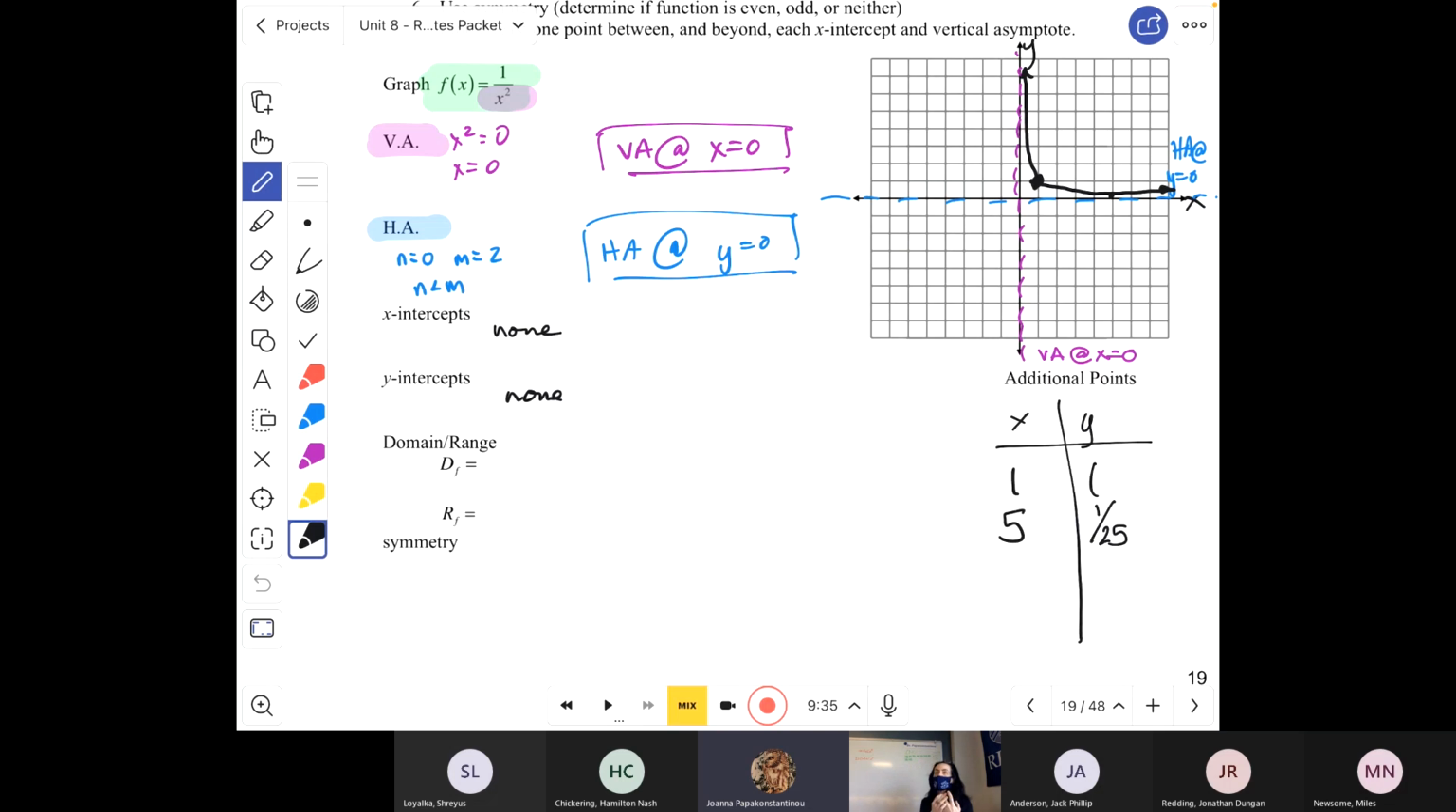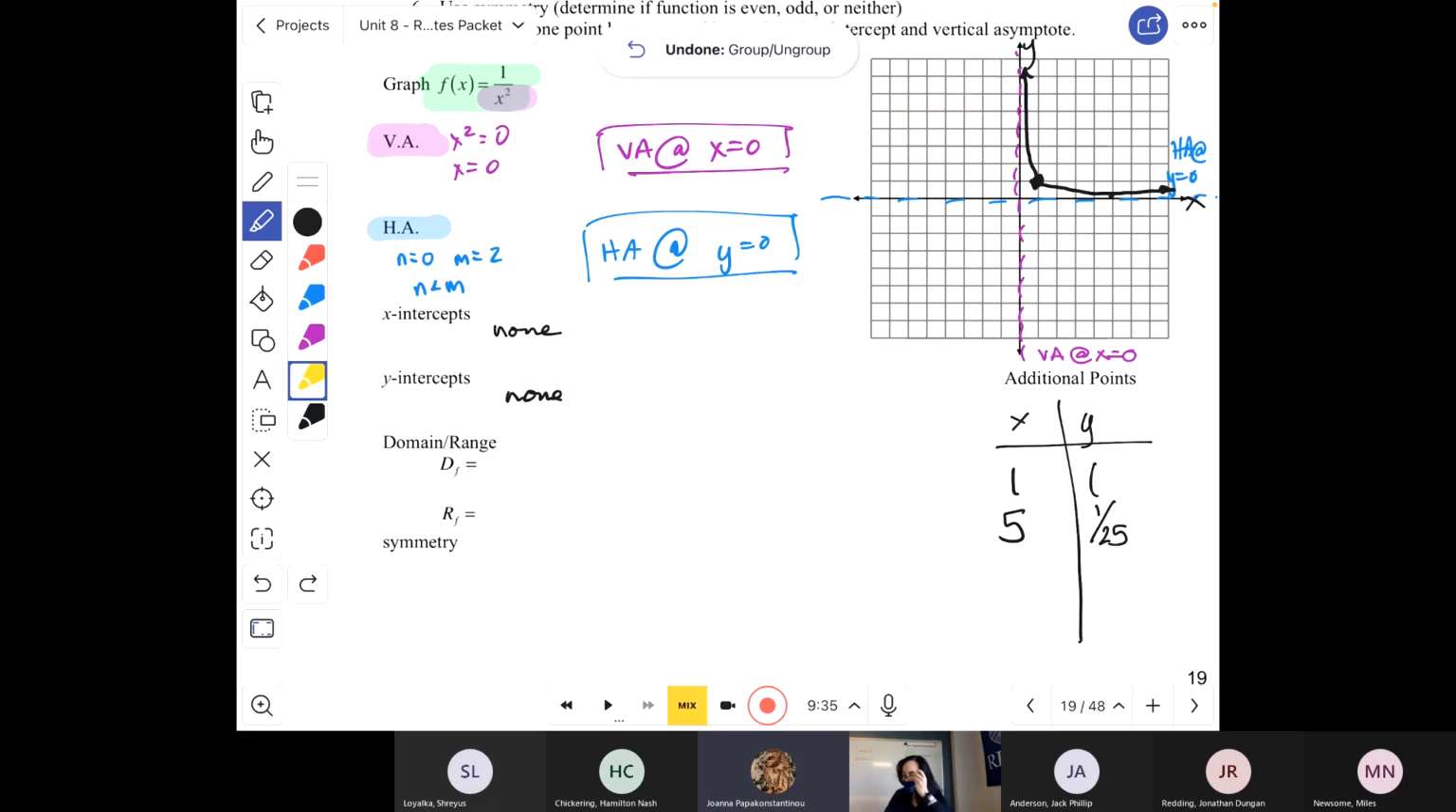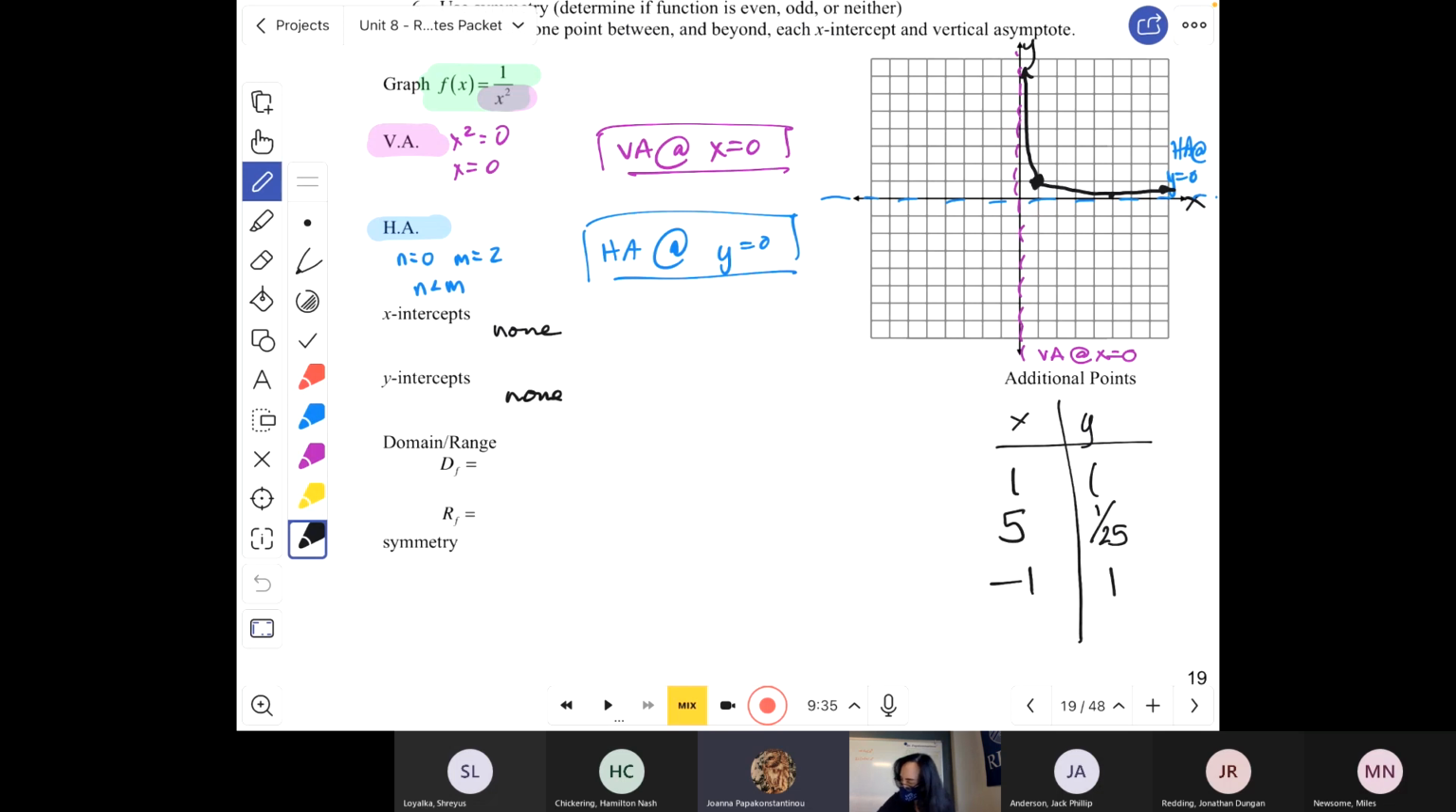So maybe I want to see what's happening on the other side of the y-axis. In other words, is my graph up here or is it down here? Well, let's figure that out. Let's go ahead and look at x equal -1. If x equals -1, what is y? 1 over -1 squared is 1 over 1, which is 1, right? So that means I'm in the second quadrant.